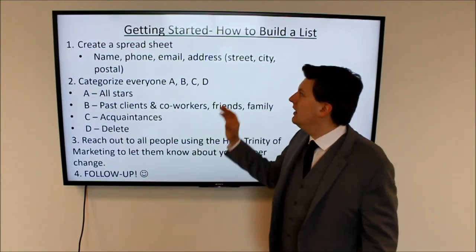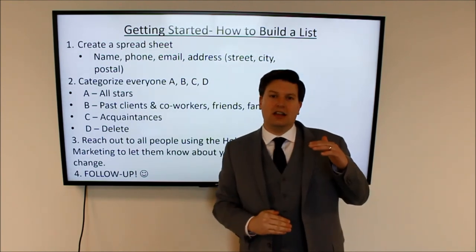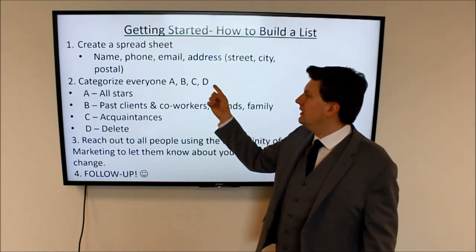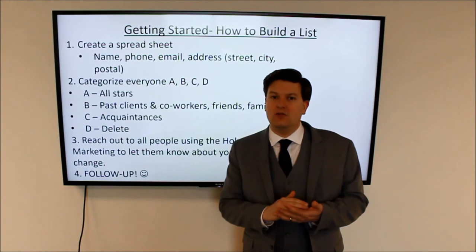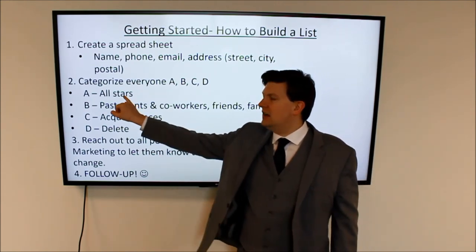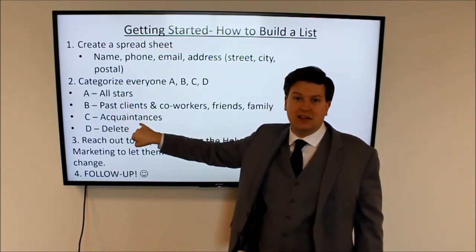So again, getting started. First thing you want to do is build your list. Get everyone in, anything you think of. Minimum 50 people, I'd aim for 100 if not more. Categorize everybody. Make sure that you triage people in that list so that you know which ones are worth spending your time on. Out of 100 people, you should have 5 to 10 A's. You should have 20 to 30 B's. The rest are going to be C's, maybe a couple D's.